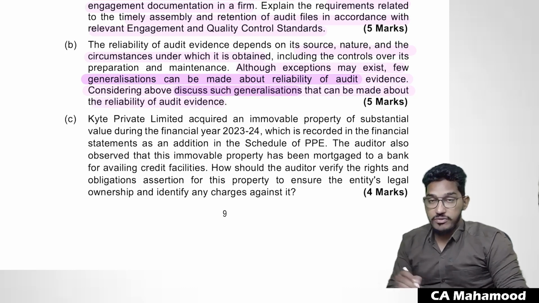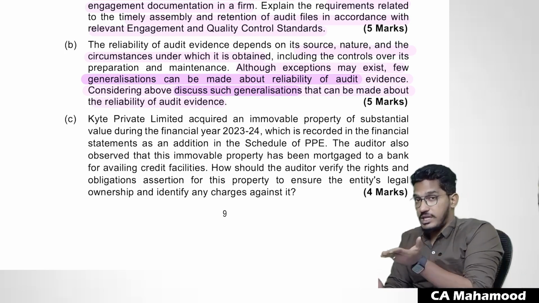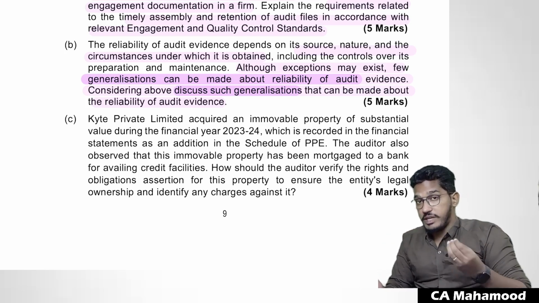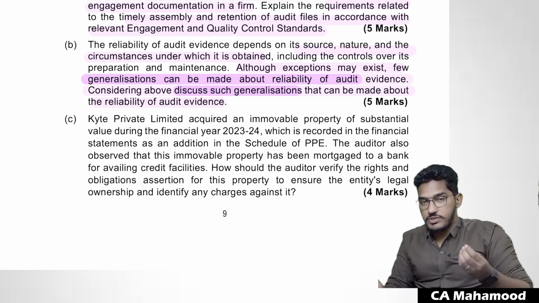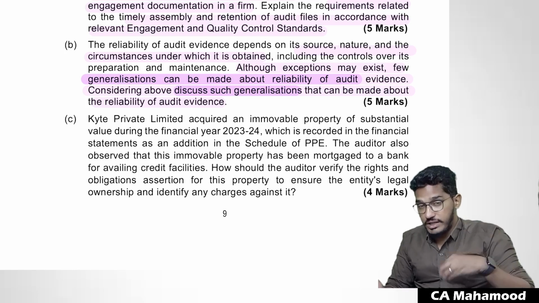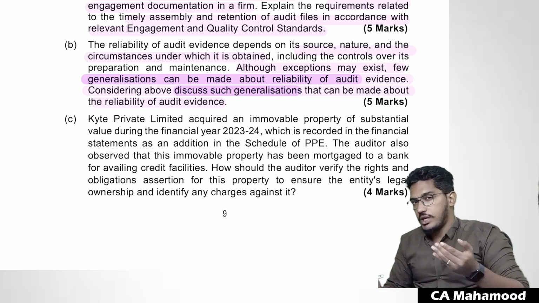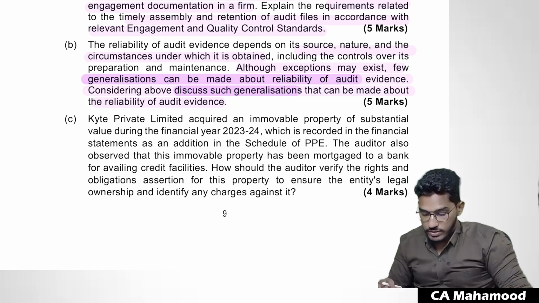Principles regarding reliability of audit evidence, or generalizations regarding reliability of audit evidence, like original evidence is more reliable than photocopies. Evidence obtained from an independent source is more reliable. Photocopies are less reliable than the original copies. When internal controls are effective, internal evidence will be more reliable. When multiple evidences are consistent with each other, then they will be more reliable. We have a few principles that you are supposed to write.